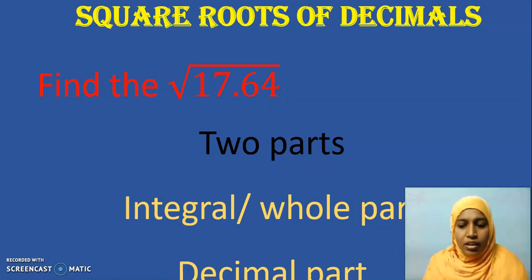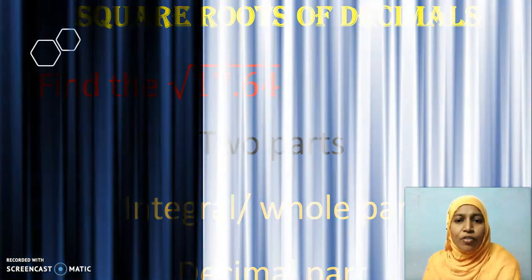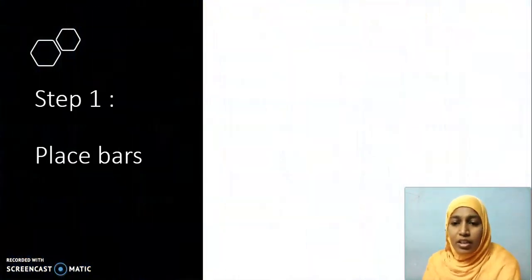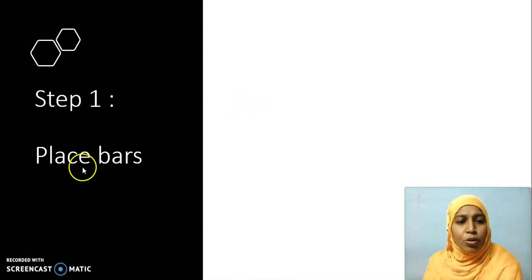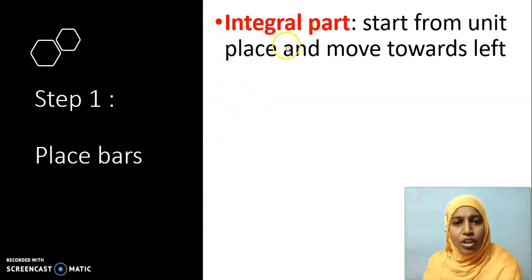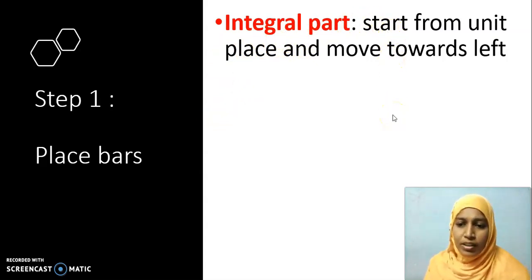Is it clear? Now, what is the first step to find the square root of decimals? Decimals means decimal numbers. Both are the same. What is the first step? To place bars. Are you ready? Okay, children, how to place bars for the integral part? It's nothing but the whole part. We have to start from the unit place. Again, the same rule that we learned for the whole number, from the back. So from the back, we have to place bars two digits together. Towards left. It will move towards left.